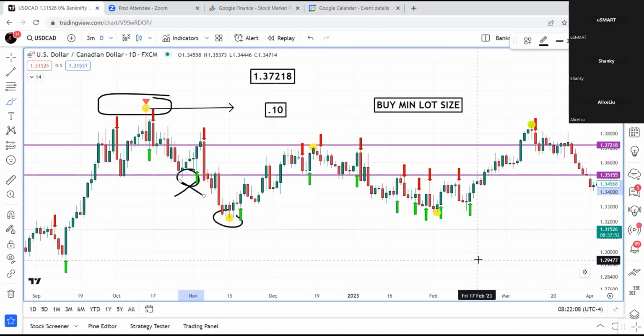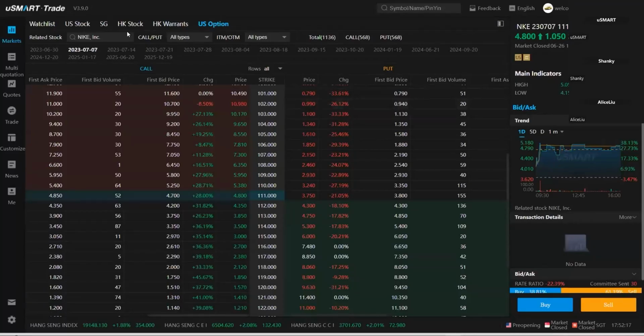How to see option chart? Balaji, you are cheating. For the option chart, it's this only, the option chart. Go to US option here. Click here on the stock name. Okay, click here on the stock name, you'll get it.